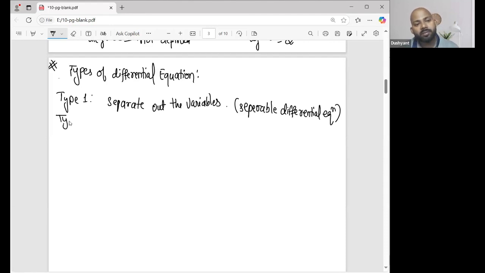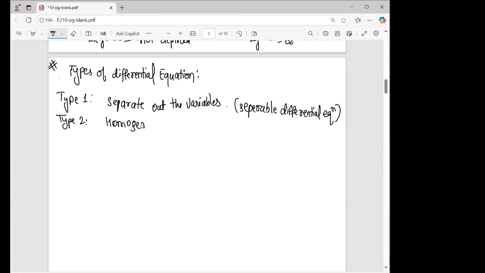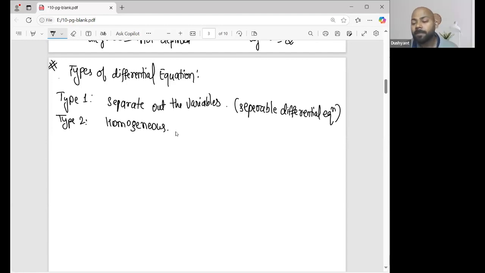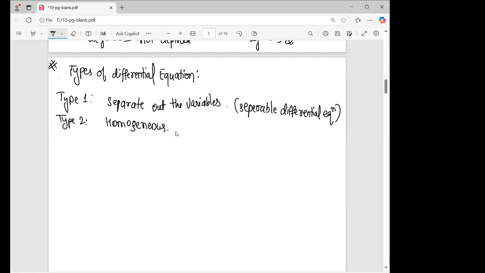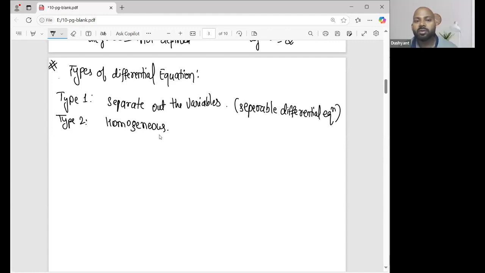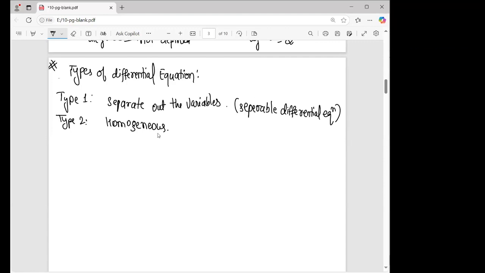Type second, homogeneous. Wait, what? Sorry, can you repeat that? I don't understand. Which one? Like what you were saying. Where's the question? Oh, no, never mind.